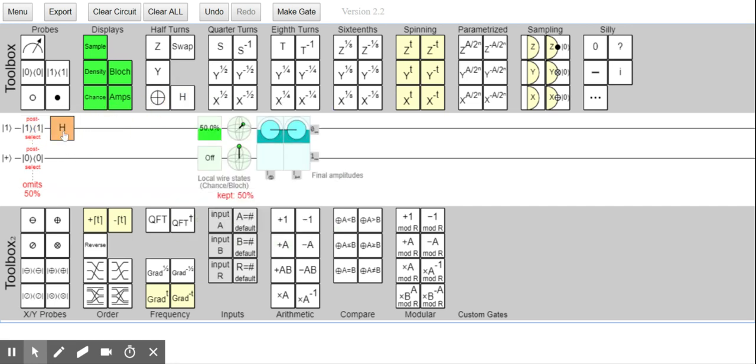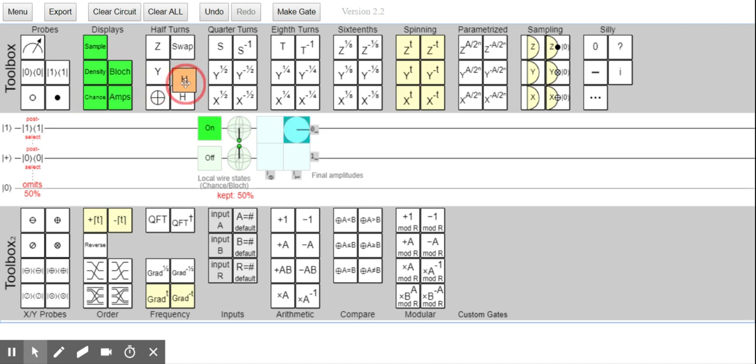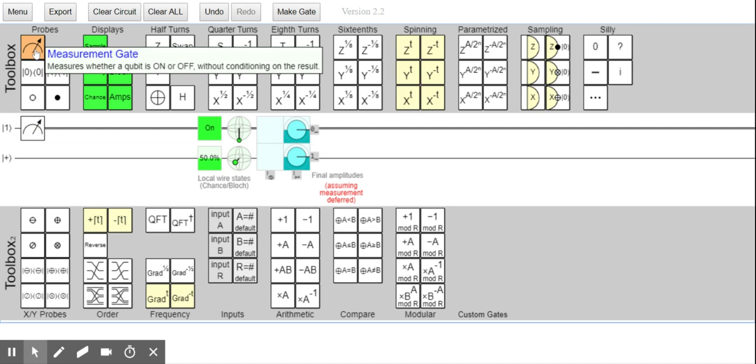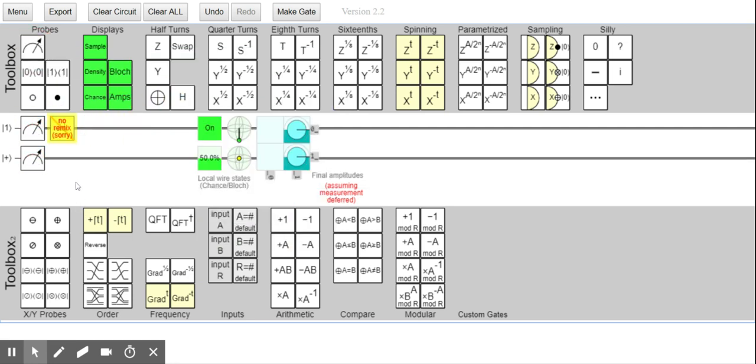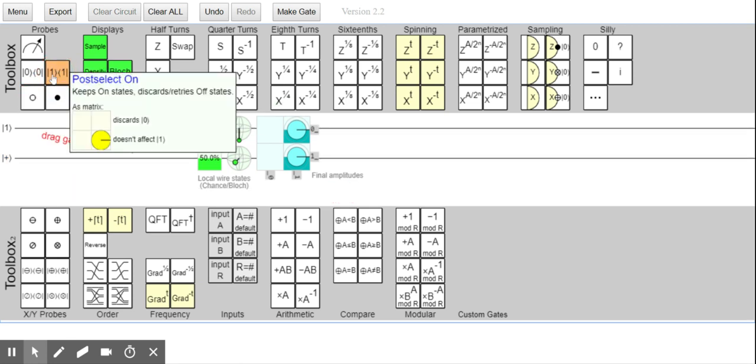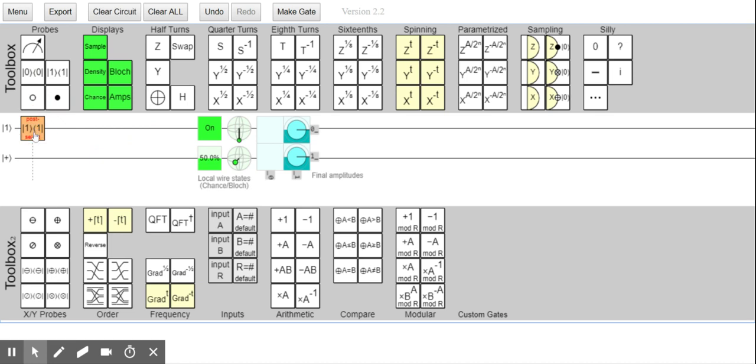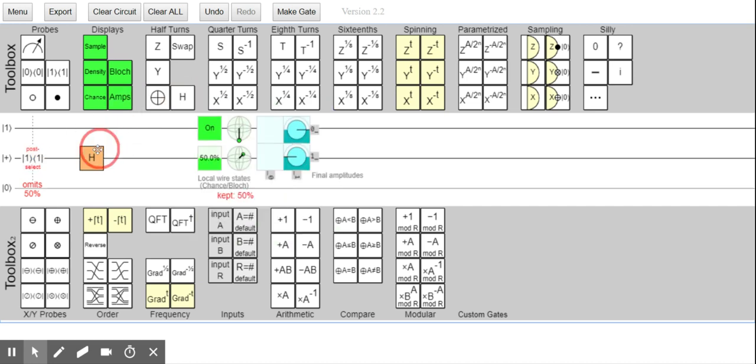Can I do a Hadamard afterwards? Whereas if I measure, should I be able to do a Hadamard? No. So I can't do a Hadamard here because I've measured, so I've collapsed. So this is almost like saying a filter. It can still work with those qubits.